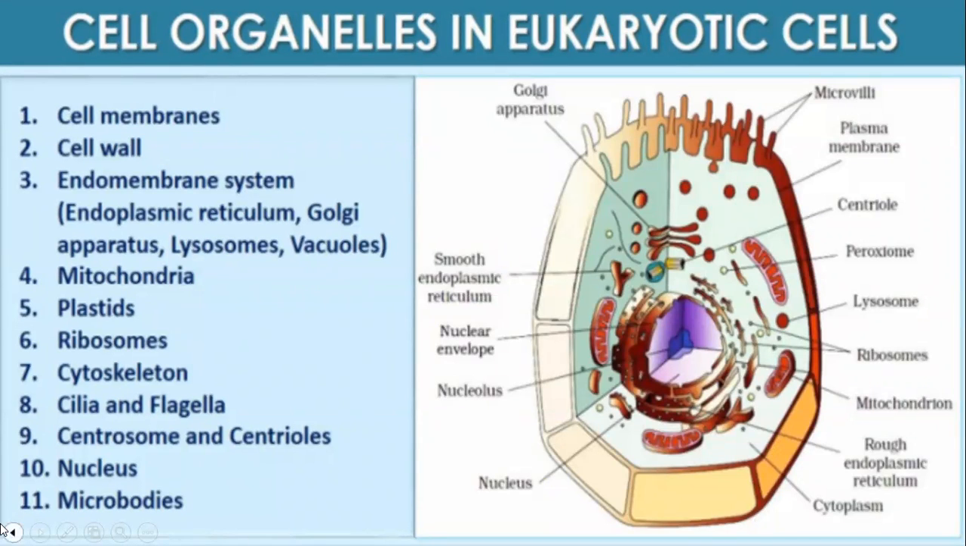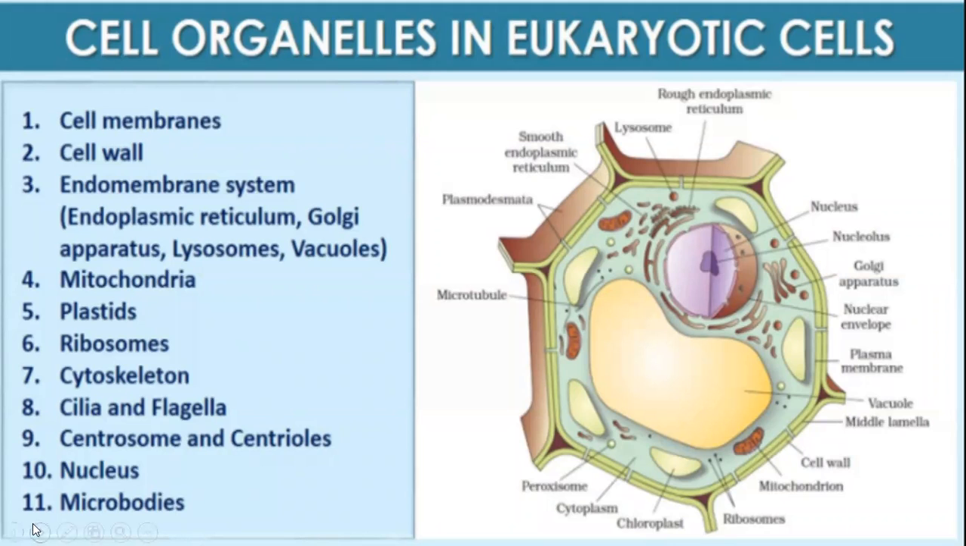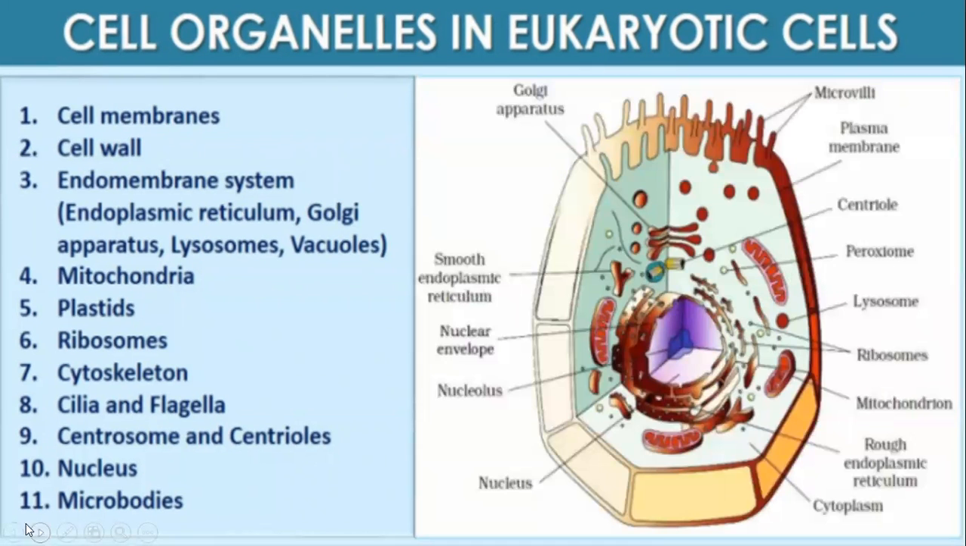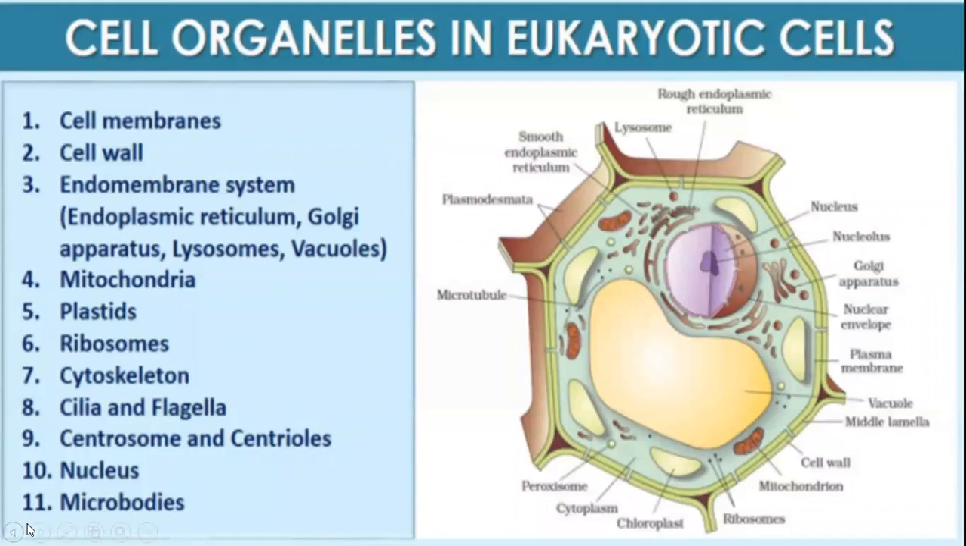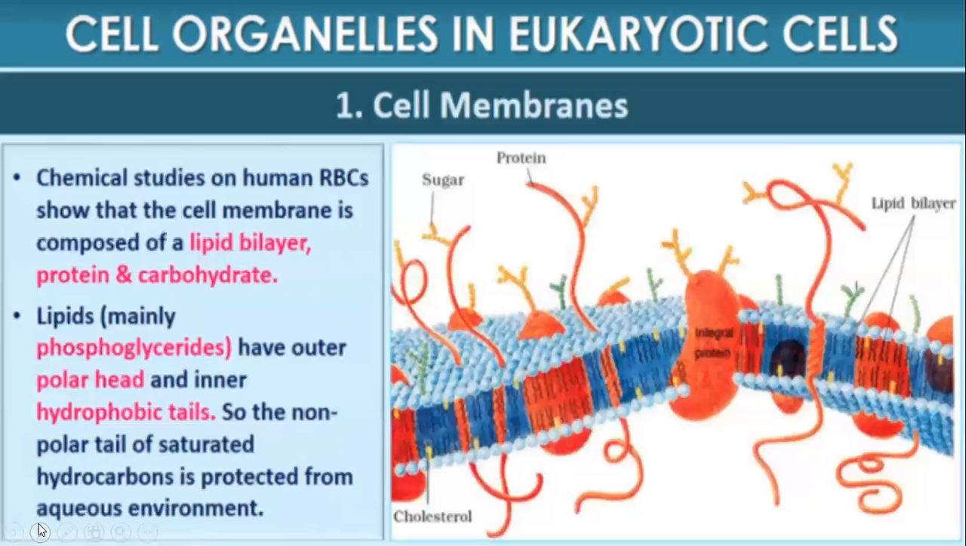Clear with that? This one is the first cell, and this is the second cell. The first one is the plant cell and the second one is the animal cell. So first we are going to start with the topic of cell membrane. As I discussed right at the beginning of this chapter, the cell membrane is also known as the plasma membrane.